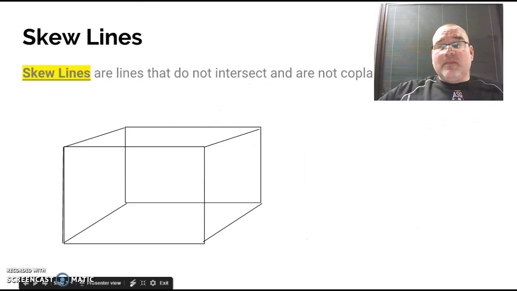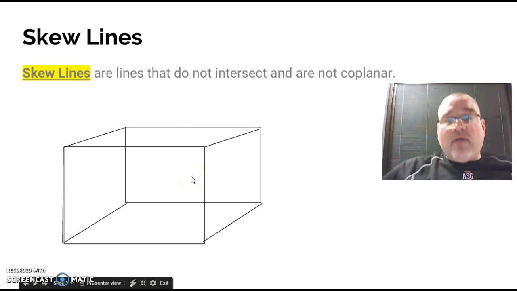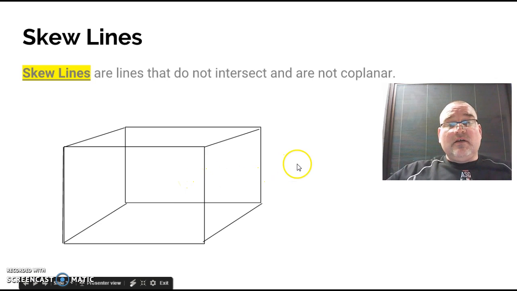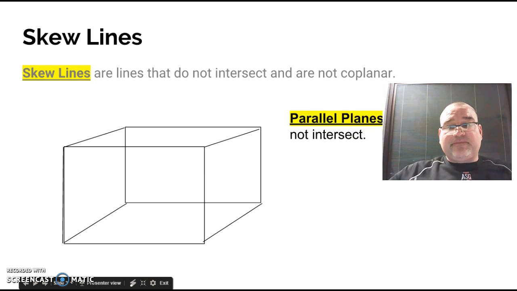Skew lines. Skew lines are lines that do not intersect, but they can't be parallel because they're not coplanar. Take a look at the box. The box is a great way for us to illustrate skew lines. So the front left edge and the top right edge, those are skew. They won't intersect, but they're not coplanar because they're not both on the top or on the side or anything. Those are skew.